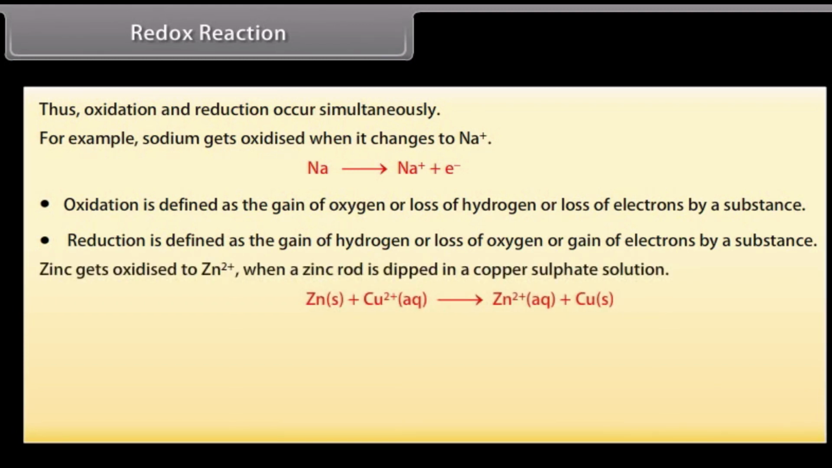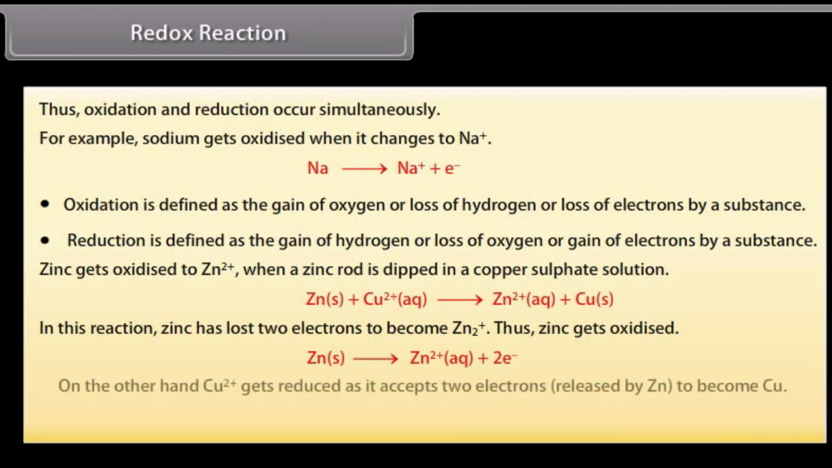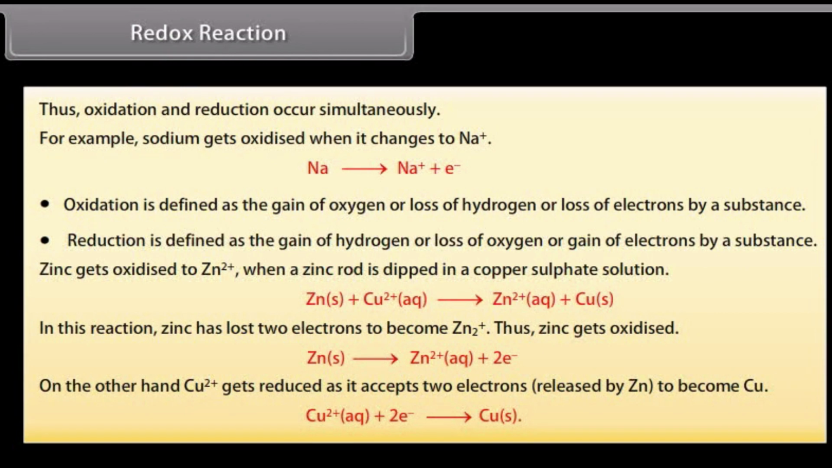Zinc gets oxidized to Zn2+ when a zinc rod is dipped in a copper sulfate solution. In this reaction, zinc has lost 2 electrons to become Zn2+. Thus, zinc gets oxidized. On the other hand, Cu2+ gets reduced as it accepts 2 electrons released by Zn to become Cu.